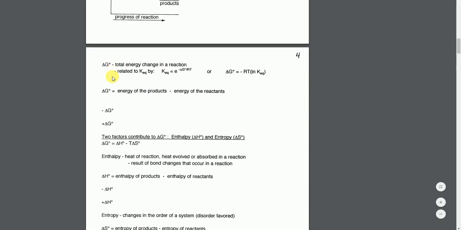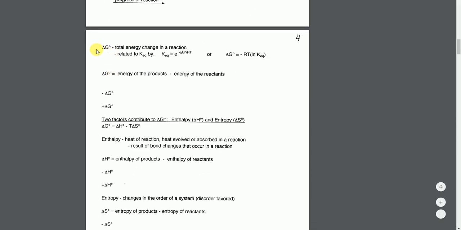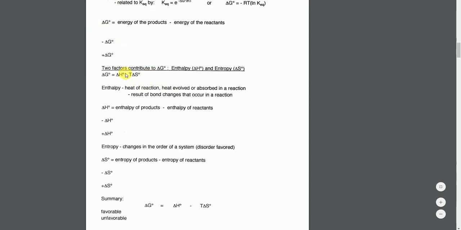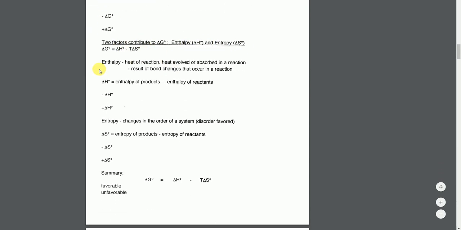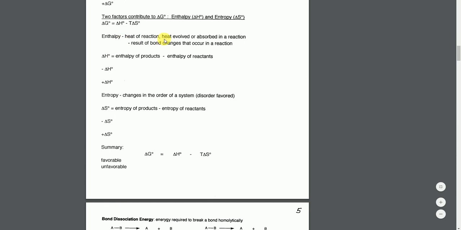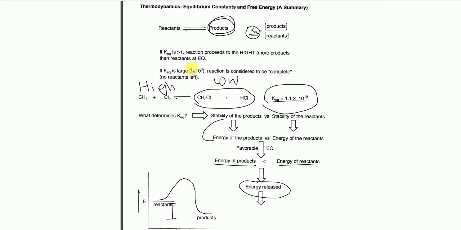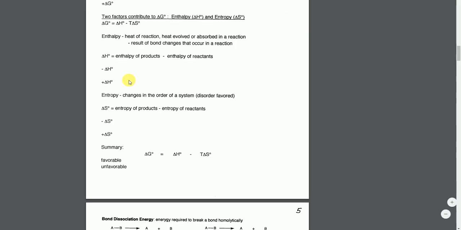Aside from that, we want to look at this delta G. So we're looking at enthalpy and entropy. Enthalpy is the heat of the reaction, heat evolved or absorbed in a reaction, right? It's the result of bond changes that occur. So where is energy coming from? Energy is coming from when we break a bond. So we have atom A and atom B, and when we break this bond, energy is released, right? So this is where energy is coming from.